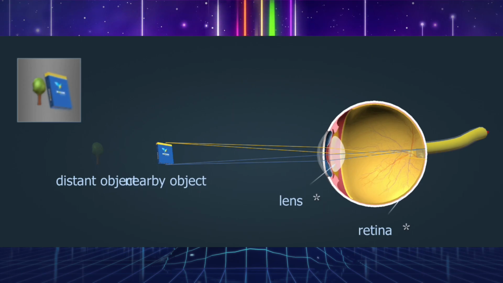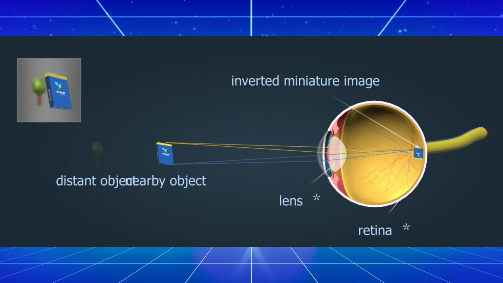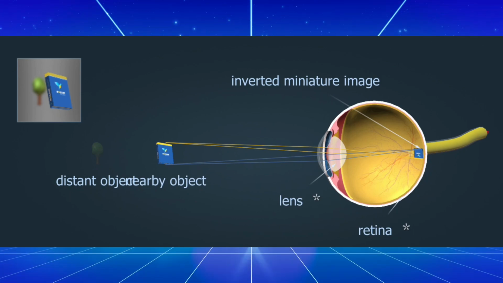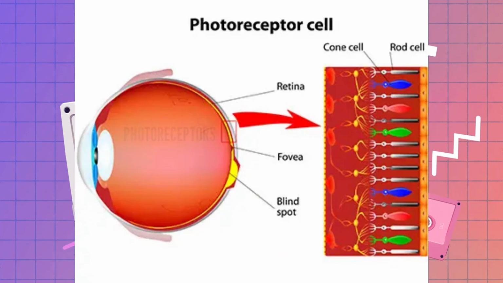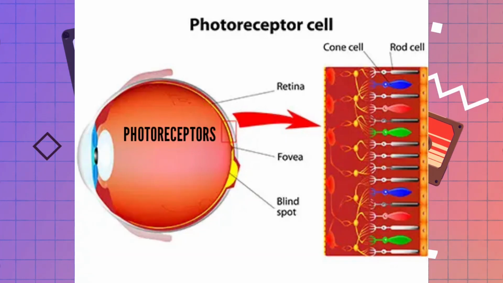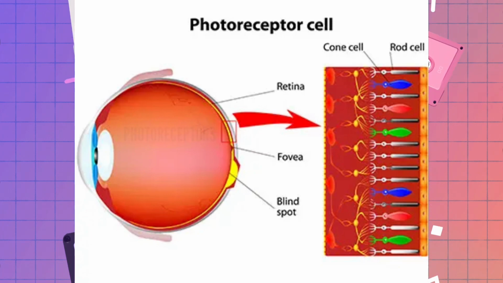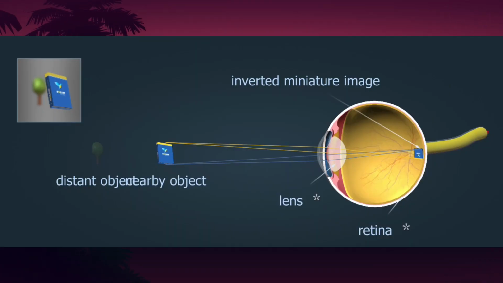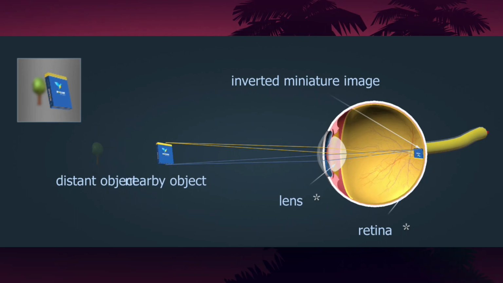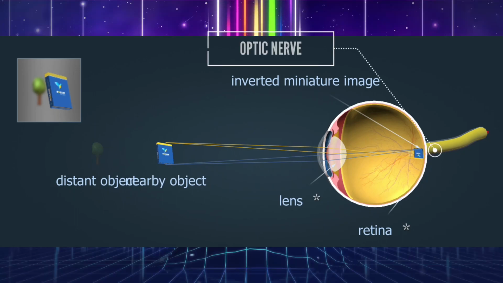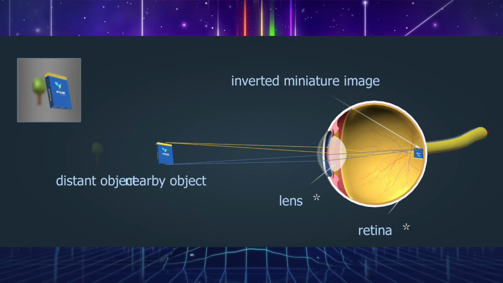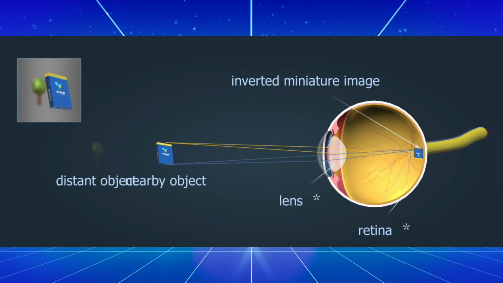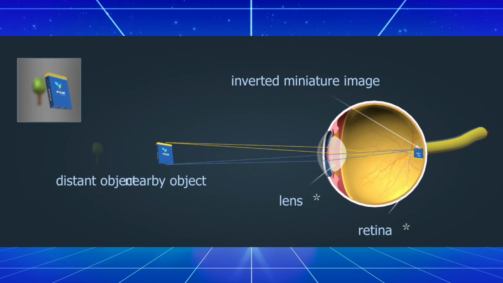When light hits the retina, a light sensitive layer of tissue at the back of the eye, special cells called photoreceptors turn the light into electrical signals. Then these electrical signals travel from the retina through the optic nerve to the brain. Then the brain turns the signal into the images you see.